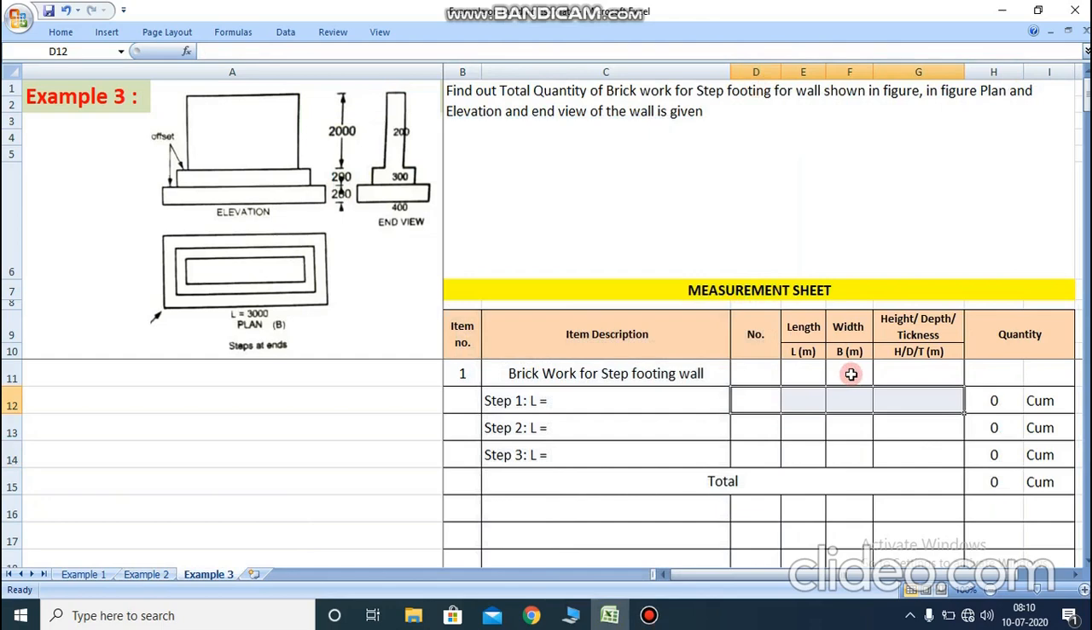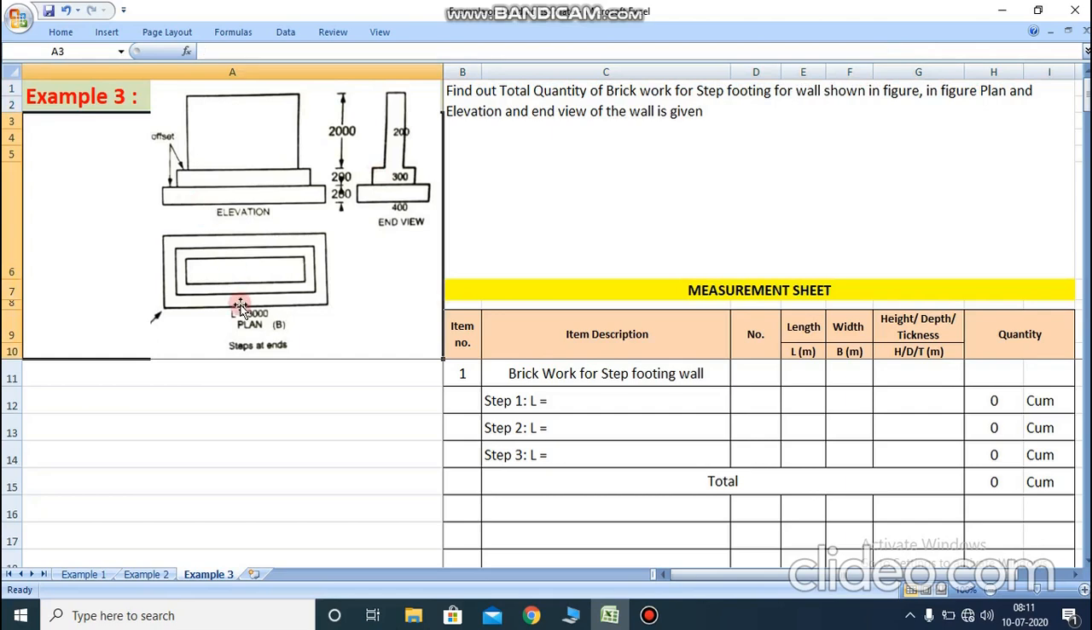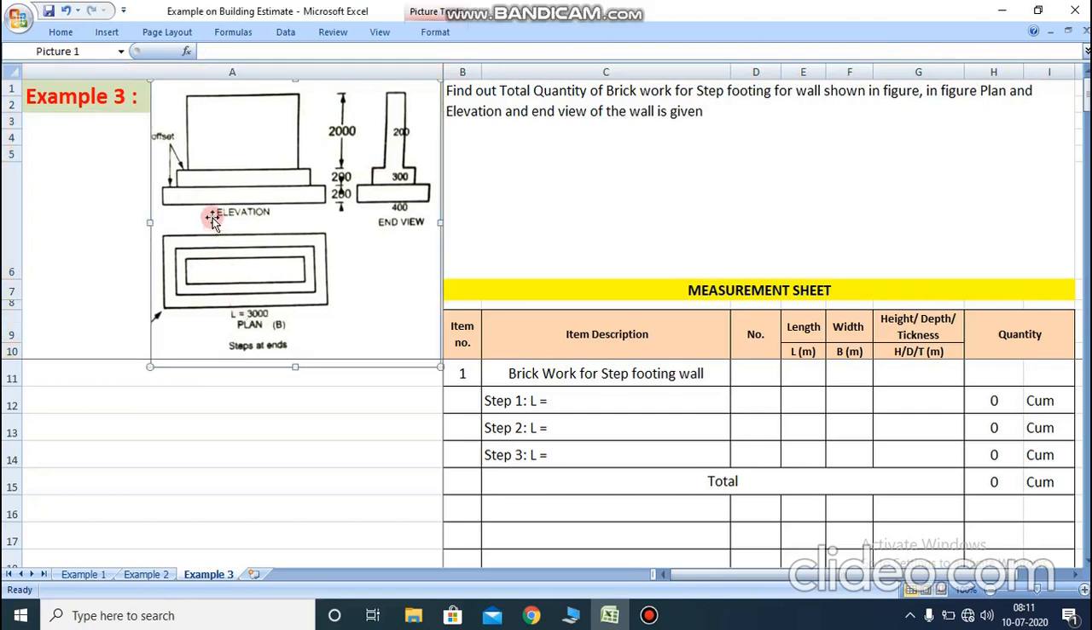Now we start example number 3. Find out the total quantity of the brickwork for a step footing for a wall shown in the figure. In the figure, plan, elevation and end view of the wall are given. See this figure here. Sometimes a section view is given.